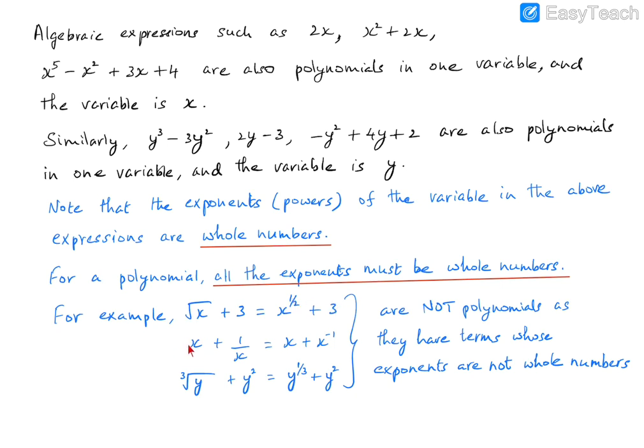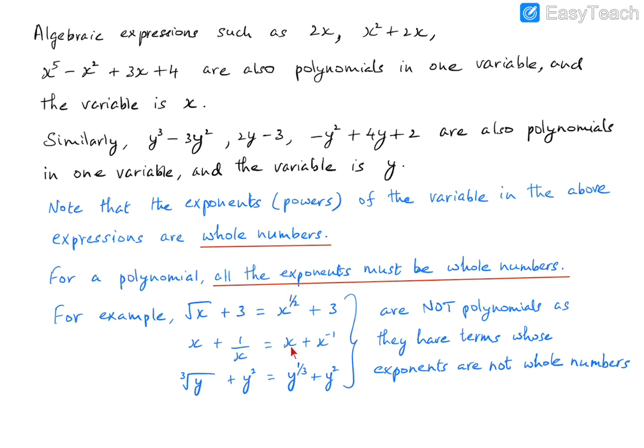Similarly, another example here is x plus 1 by x. So if you take the x to the numerator, it becomes x power minus 1. So it's x plus 1 x power minus 1. And then we have the cube root of y plus y square. So the cube root of y is y power 1 by 3 plus y square. So we see that there is at least one term in these expressions where the exponent or the power is not a whole number. So here the power is 1 by 2. 1 by 2 is not a whole number. Whole numbers are 0, 1, 2, 3, 4, 5, and so on. So 1 by 2 is not a whole number.